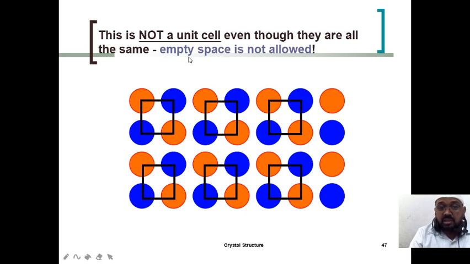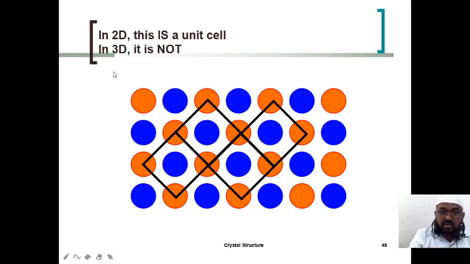Here this particular one is not a unit cell, even though they are all the same. We cannot say this is a particular unit cell, right? Why, sir? Because a unit cell will not have any empty space. Here empty space is not allowed. You find that here there are empty spaces. You can see the atoms are not closely arranged. See, this blue and this orange or red, these 2 atoms have empty spaces between them. So I cannot say that is a perfect unit cell. It is not a unit cell since it has a space. So in 2D this is a unit cell, and in 3 dimensions it will not be a unit cell.